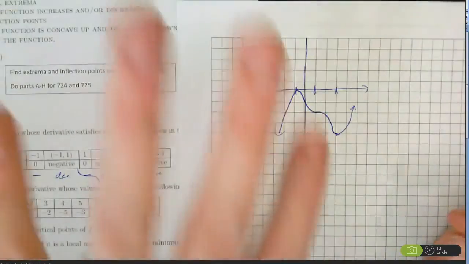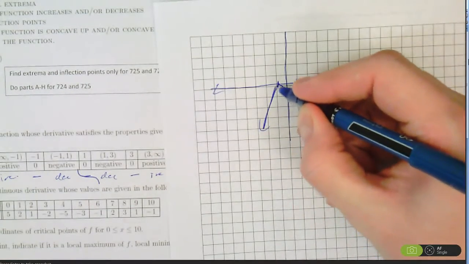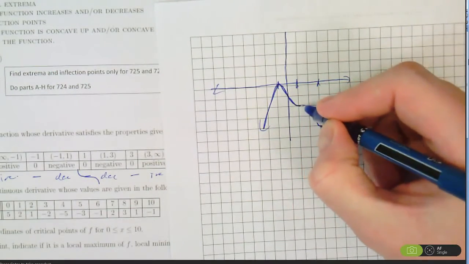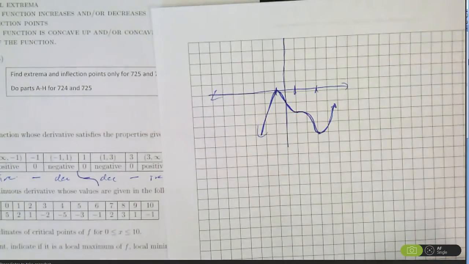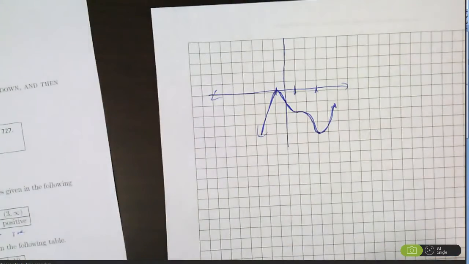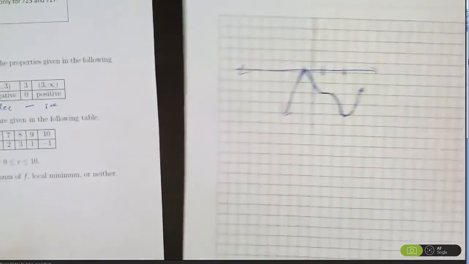So that's a possible graph for this. Again, it could be anywhere. There could be all kinds of crazy stuff, but this is the one that I came up with on the fly. So again, decreasing, horizontal, decreasing, horizontal, switch up. Okay. Now 731. Okay. I'm going to fold my paper over so I can just see that.